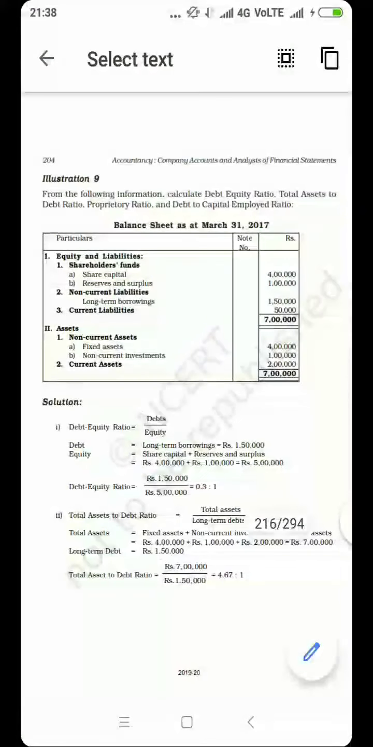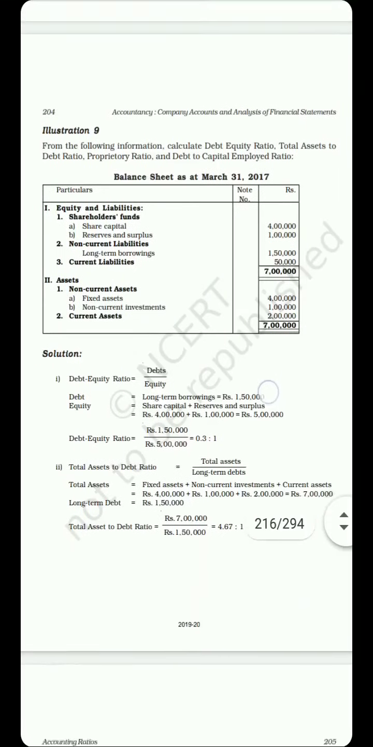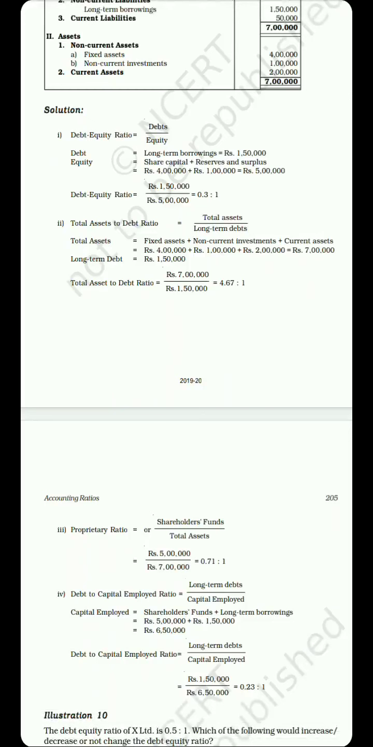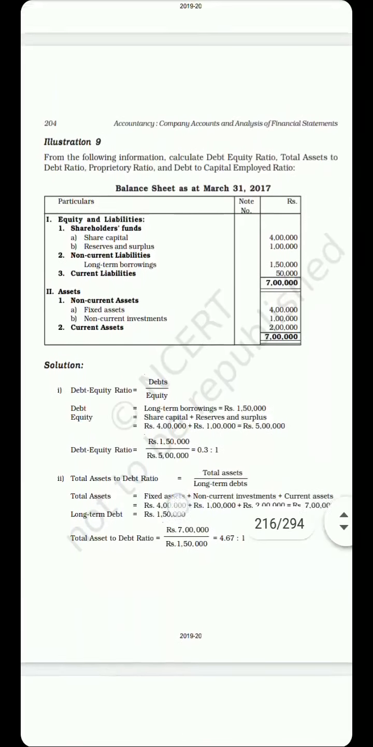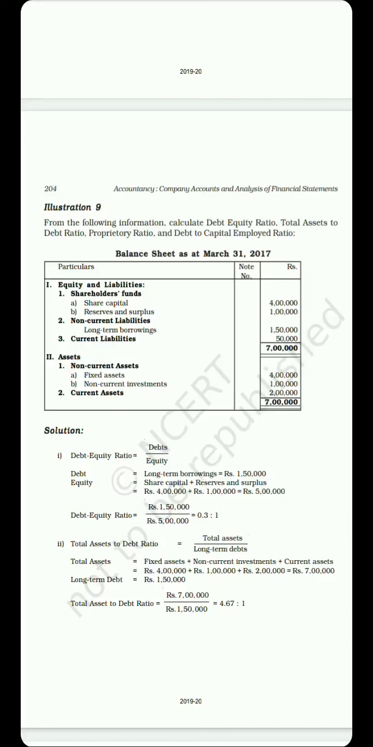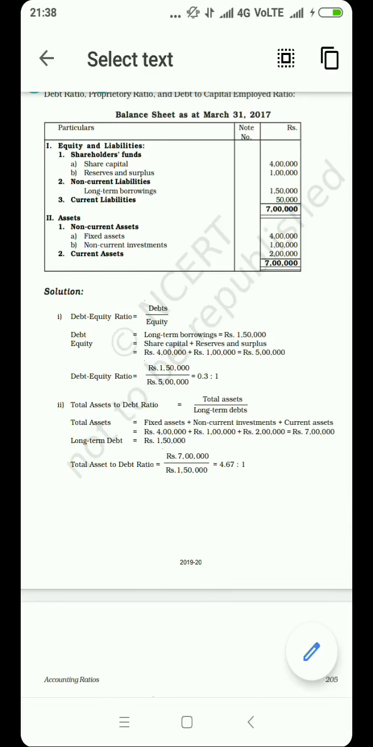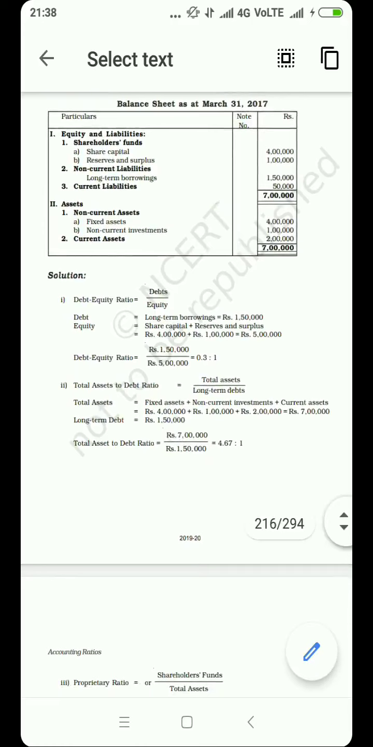See question number 9, debt equity ratio, total assets to debt ratio, proprietary ratio and debt to capital ratio. They have asked you to calculate. So study all the illustrations till illustration 9. Illustration 9 you have to solve in your notebook. Now whenever I say solve, read the illustration, apply the formula, understand and write. Don't blindly copy. You are in 12th standard, high time you have to understand and write. Don't copy blindly. Solve illustration 9 in your notebook.